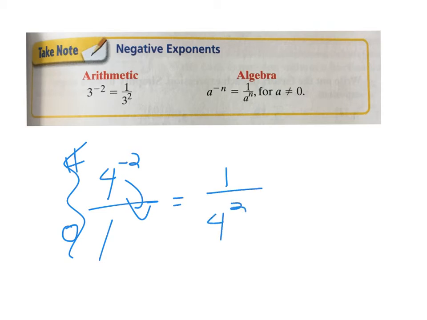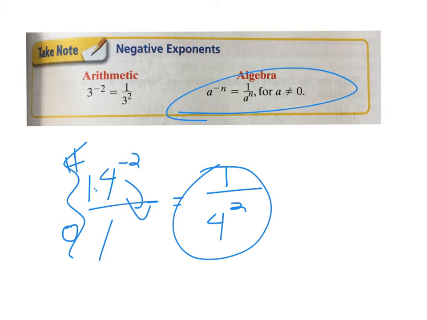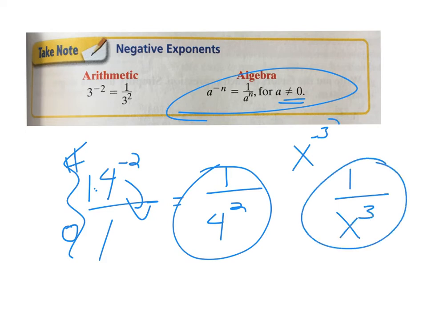It's not just 0. There's technically a 1 times up here. So that's why that works. So if I have, again, any a where a is not 0, that's really important here, a to the negative n is 1 over a to the n. So if I gave you x to the negative 3, that becomes 1 over x cubed. That's what we're looking at here, because here he's in the wrong place.